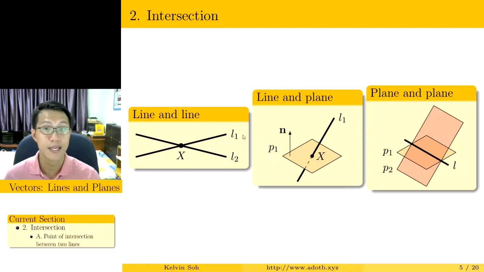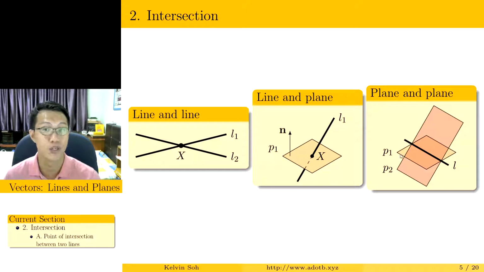So our second concept is the concept of the intersection between objects. There are three cases as shown on the slide. The first is the point of intersection between two lines, where we may be interested to find the position vector or the coordinates of this point. A line and plane could also intersect in a point, and we'll be interested to find the coordinates of this point. And for the third case, we have two planes.